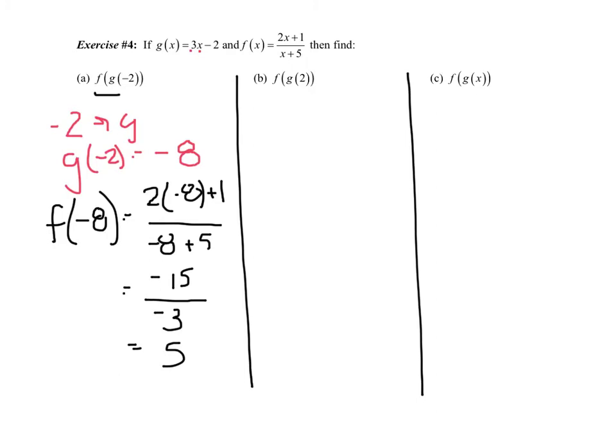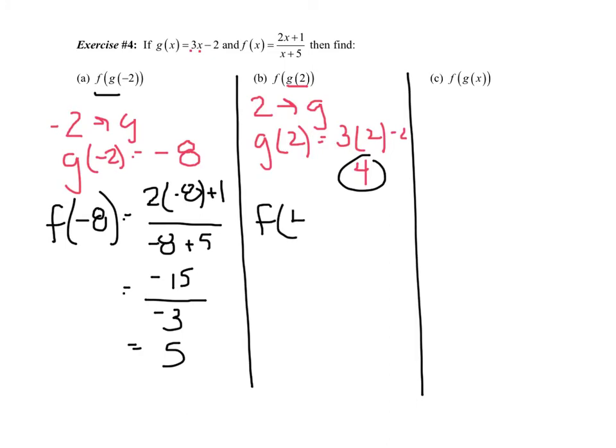Let's try the next one. Remember, go backwards. 2 goes into g. All right, so I'm finding g of 2. So that's 3 times 2 minus 2. So 6 minus 2 is 4. So now I'm finding 4 into f. So f of 4. So nice parentheses. 2 times 4 plus 1 all over 4 plus 5. Let's see, that's 8 plus 1 is 9 over 9 gets me a 1.